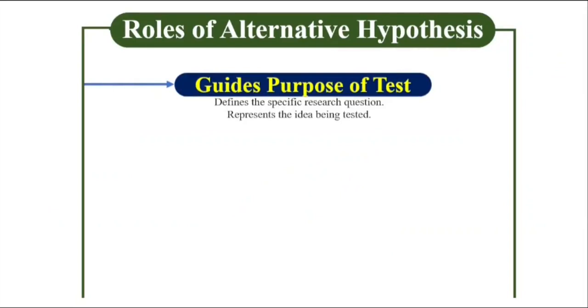That is, while the null hypothesis acts as a baseline, the alternative hypothesis defines the specific research question. It represents the idea you are testing for. For example, if you are testing whether a new drug improves blood pressure, the alternative hypothesis might claim that the new drug is more effective than the current treatment. That is, there is a difference in blood pressure between those taking the new drug and those not taking it.